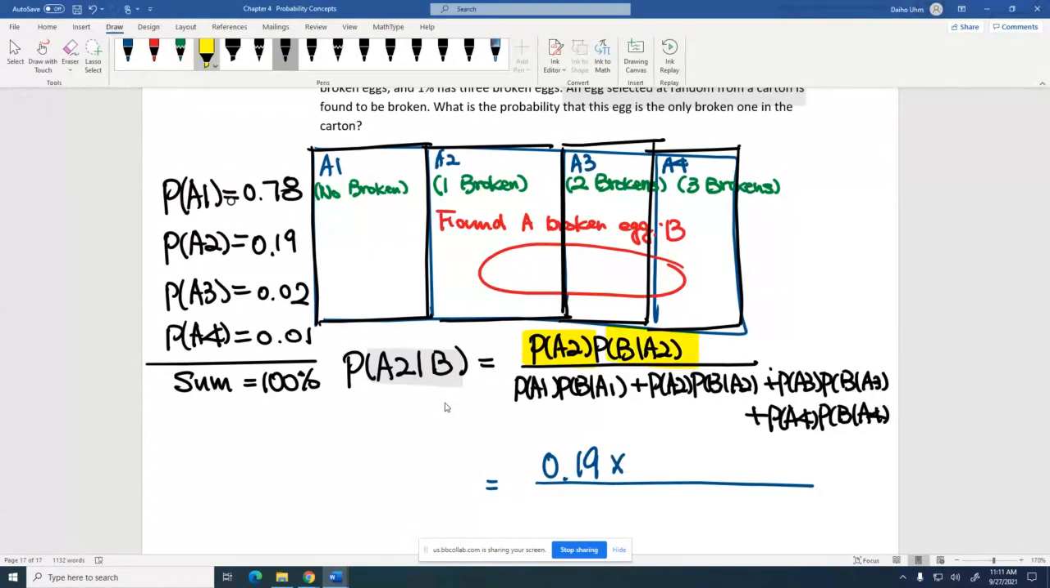Okay, now I need the conditional probability of B given A2. Just a second. Be careful. A2 given B. What does it mean? Can you interpret? What was given? B was given. I found a broken egg, I didn't check inside. Now it's outside of the store. But now I found a broken egg, and we need a chance. It is from A2, the only one.